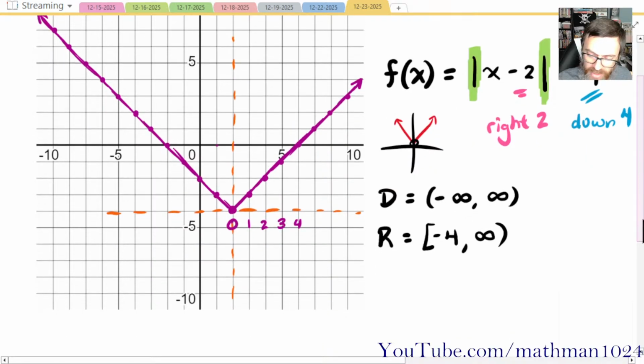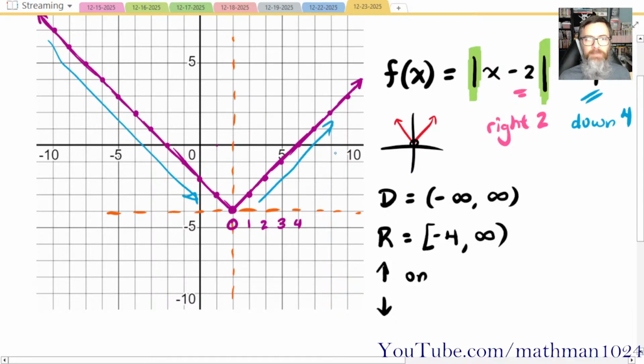A couple of the pieces that we want to talk about here is where are we increasing and where are we decreasing. So as we mentioned yesterday, the increasing and decreasing, we determine that by moving from left to right. What are we doing? Well, you see here from left to right, this guy is going down and then he's going up, right? So those intervals for increasing and decreasing, we're talking about intervals on your domain. So we are decreasing as we're coming from x values of negative infinity up to an x value of +2.